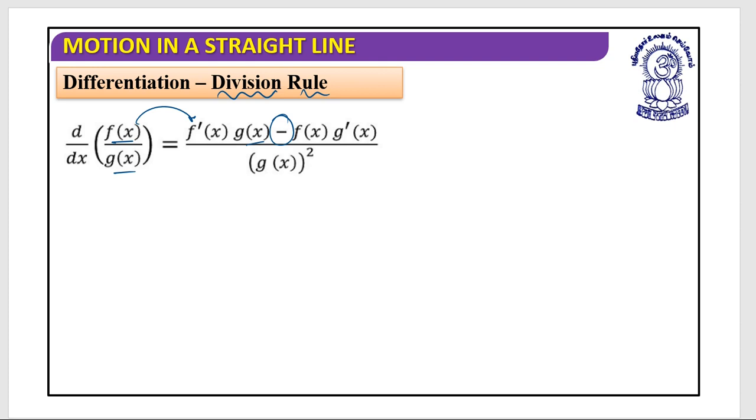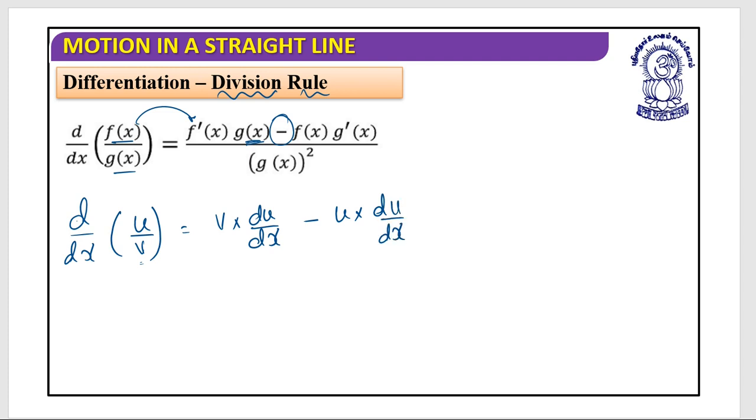So it should look something like this. Look at this. Let's say you have been given d by dx of u by v. So what you need to do is write v as it is given here. This is v multiplied by du by dx, minus of f of x as it is. So that means u is as it is, multiplied by g dash x. This is dv by dx, divide by v square.